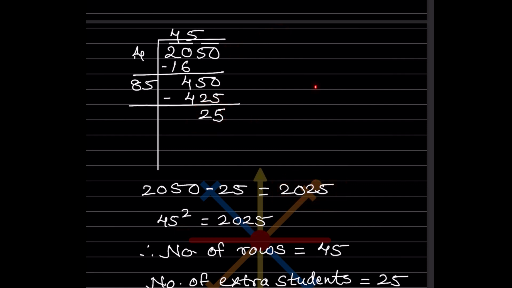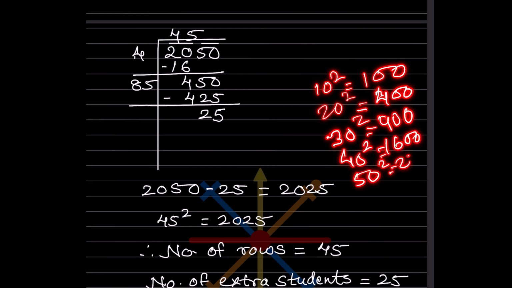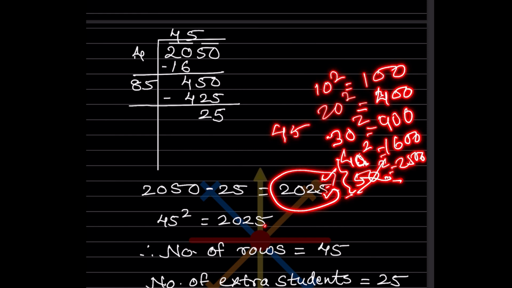Now see here, 10 square is 100, 20 square is 400. This is one of the easy methods to check the square root. 30 square is 900, 40 square is 1600, 50 square is 2500. We want 2025, so it is in between 1600 and 2500. Definitely it's not 50, but it will be somewhere in the 40s. Now we look at the units place. The only possibility is 5, so it is going to be 45. So 45 square is 2025.